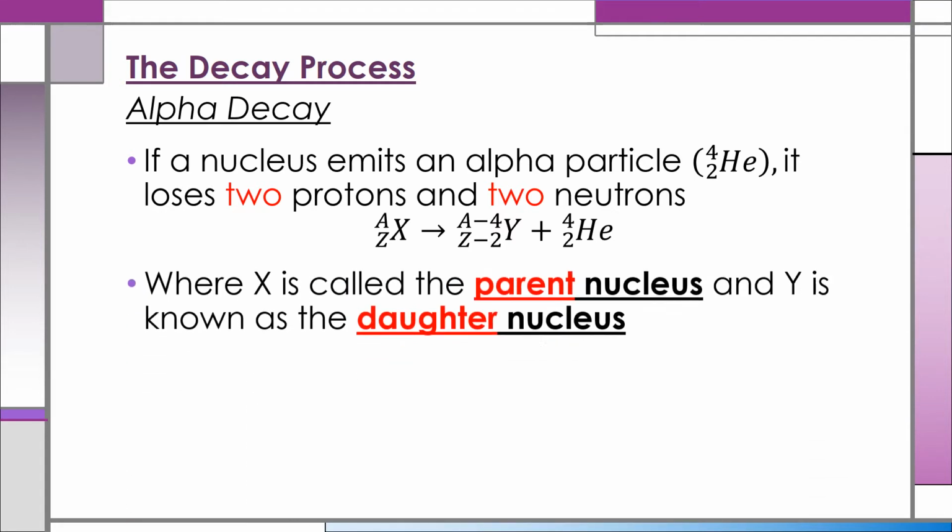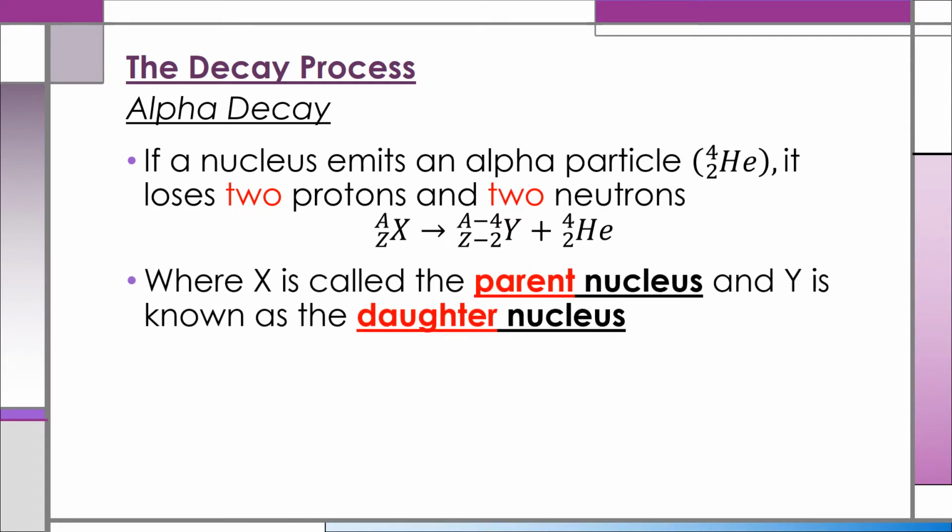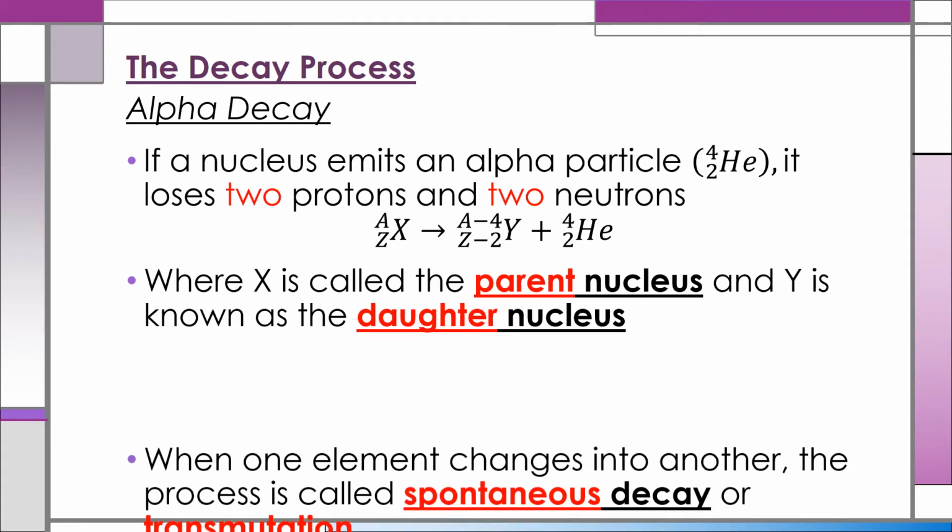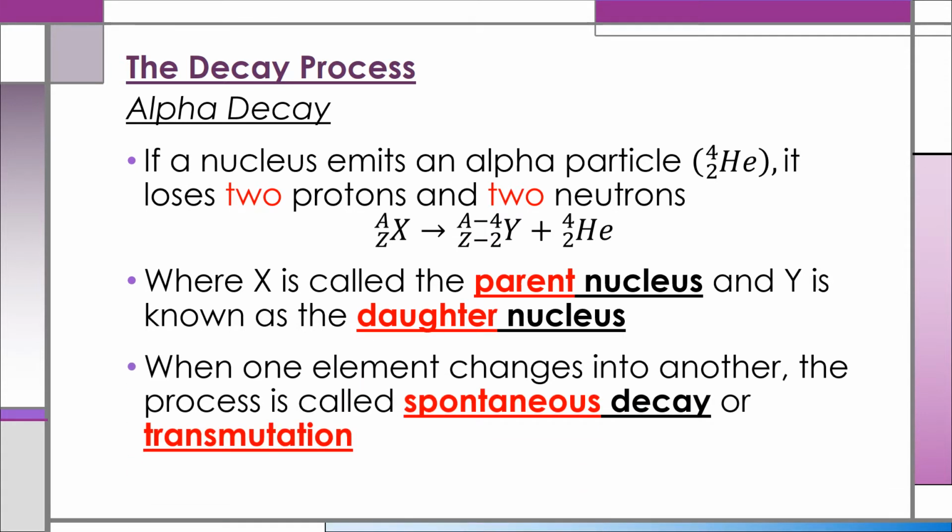nucleus of an atom. Now, at the beginning, the first radioactive element is called the parent nucleus, and once it decays and becomes a different element, we call that the daughter nucleus. So a parent and a daughter. When one element changes into another, the process is called spontaneous decay, or sometimes we use the word transmutation. But the spontaneous decay just means it happens semi-randomly.